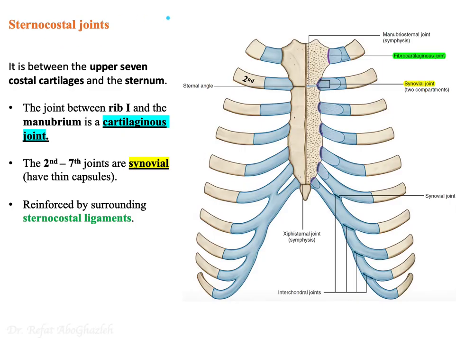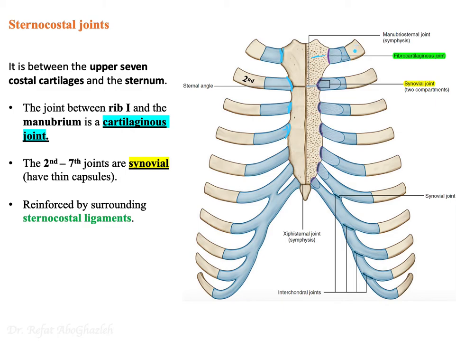Now, you know that the sternum articulates with the first 7 costal cartilages, right? And this joint we call the sternocostal joint. These are the sternocostal joints that you see here, between the upper 7 costal cartilages and the sternum, very simple. But there is one exception here, my friends, the first rib, which after a while will be ossified and calcified. Why? Because it's not synovial.